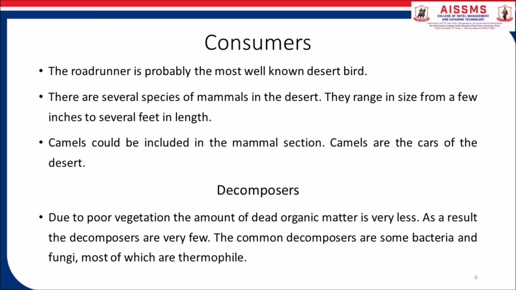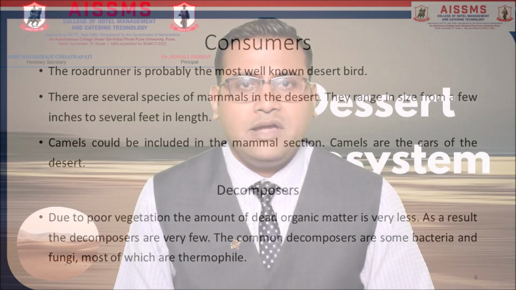Camels could be included in the mammal section. Camels are the cars of the desert. Without them, people would have great difficulty crossing the hot terrain. Next, decomposers. Due to poor vegetation, the amount of dead organic matter is very less. As a result, the decomposers are very few. The common decomposers are some bacteria and fungi, most of which are thermophilic.